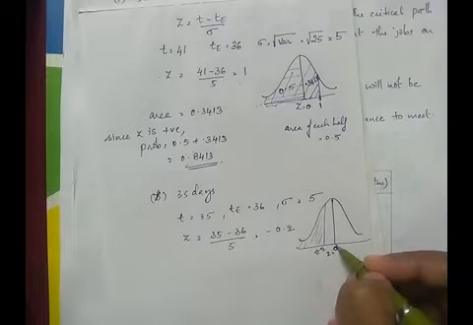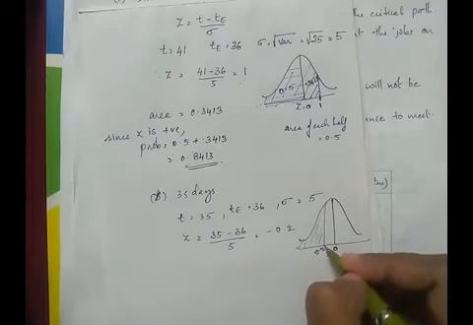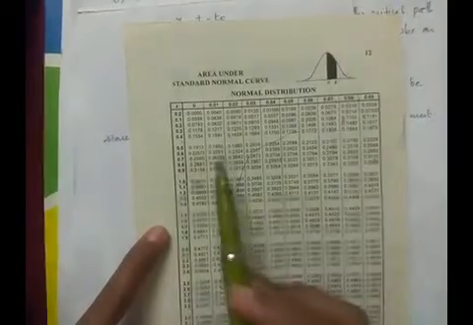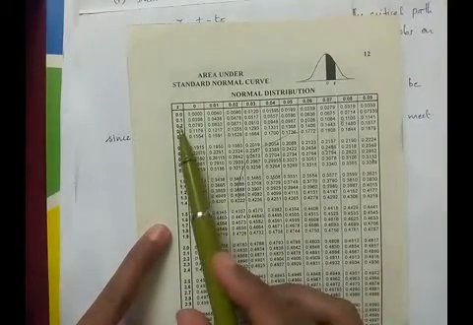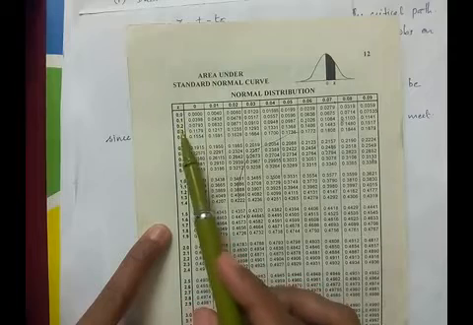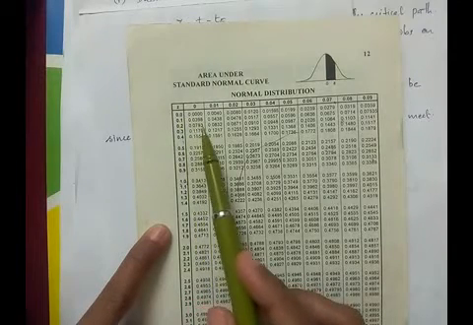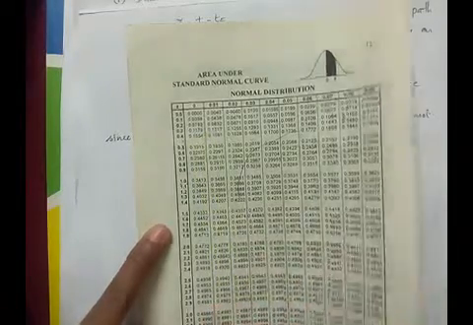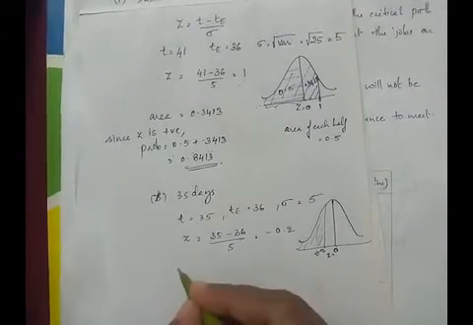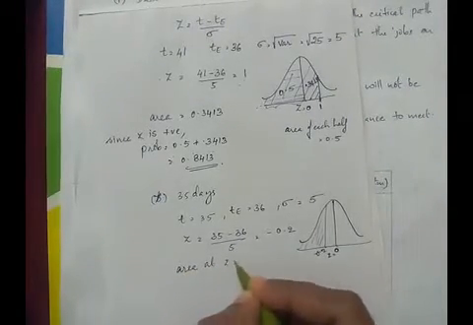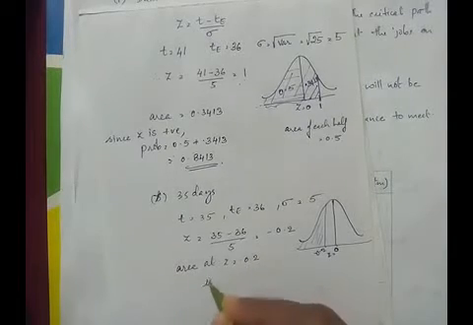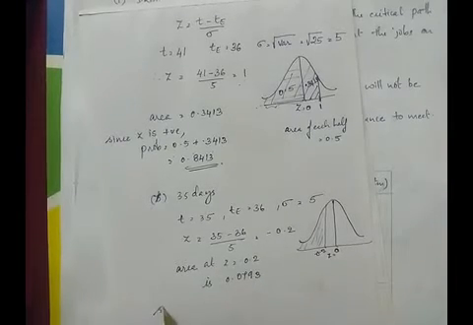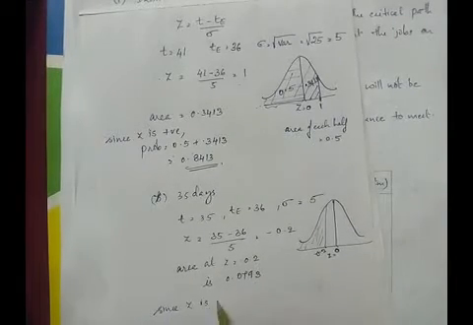But from the table we will get only the area from 0 to 0.2. So let's find the area from 0 to 0.2. In the table, look for the value 0.2 under Z. So Z, we have 0.2 here. 0.20 will give us the value at Z equal to 0.2, which is 0.0793. So the area at Z equal to 0.2 is 0.0793.